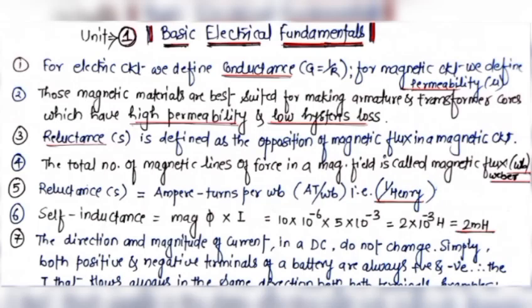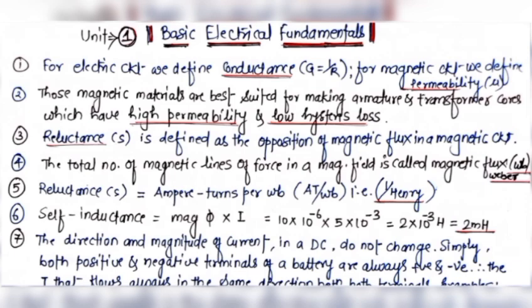Define conductance. For a magnetic circuit, we define permeability. Those magnetic materials are made suited for making armature and transformer cores, which have high permeability and low hysteresis loss. Reluctance S is defined as the opposition to magnetic flux in a magnetic circuit.